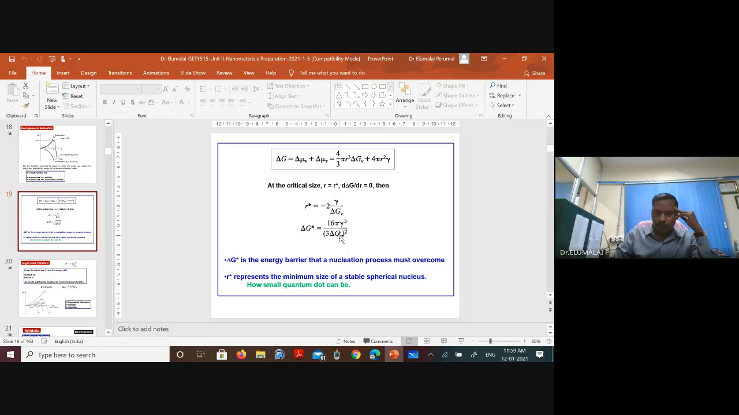You please work out, take time, maybe after the classes, and try to differentiate. This is the condition. Differentiate this equation and equate R equal to R star equal to 0. Then try to get these two parameters. What are these two parameters? So R star is the minimum particle size that you can get in a process.